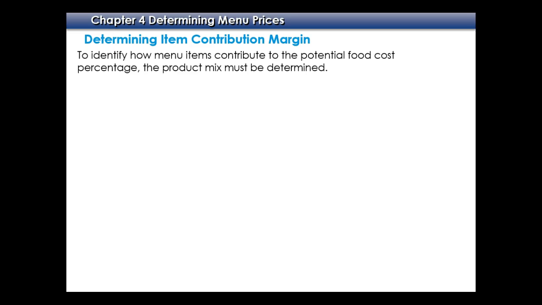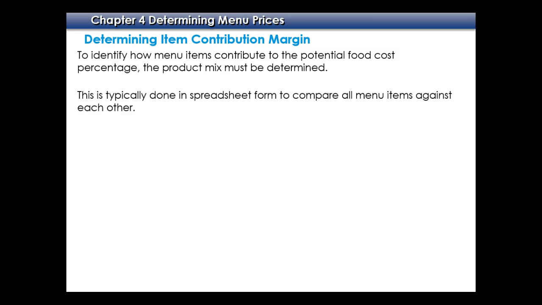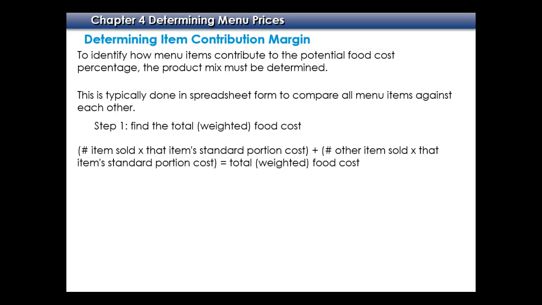So determining the item contribution margin. In order to identify how a menu item contributes to the potential food cost percentage, the product mix must be determined. So I'm not very big on how this whole page 101, that's where I'm at, is explained. I don't like the way this is explained. It's more on the difficult side, and I don't see how it all fits in, because this right here is just going over the whole entire menu at once.